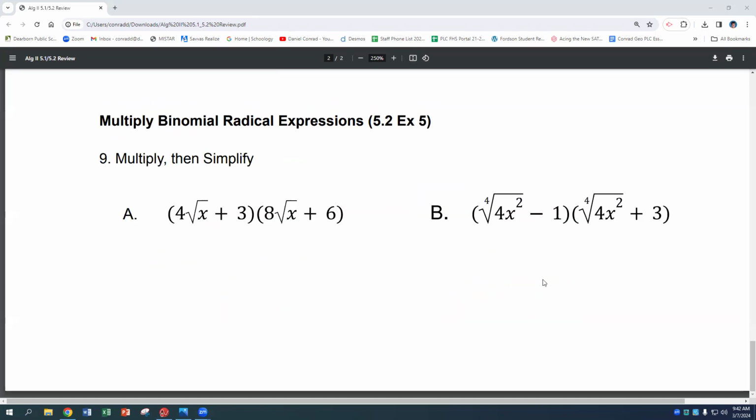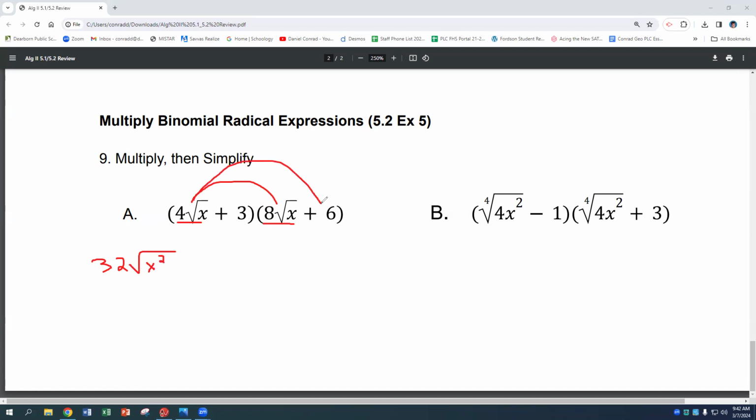All right, last section is the binomial multiplication. So we're going to do first, outer, inner, last, right? FOIL. So I have to do 4 square root of x times 8 square root of x. When I multiply, remember, I multiply what's on the outside, and then I multiply what's on the inside. So for the first two, 4 times 8 is going to be 32. Square root of x times square root of x, so x times x is going to be x squared.